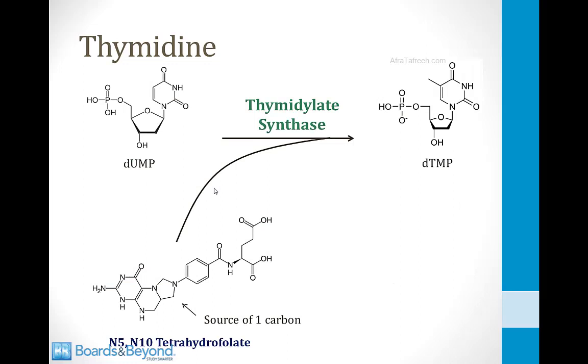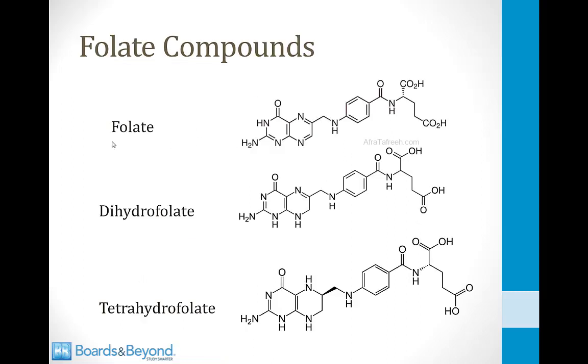The reason this step is so important and the reason it's so highly tested on step 1 of the boards is because it involves the use of the vitamin folate. So folate can be converted into a molecule called N5N10 tetrahydrofolate, and that is the source of the one carbon right here that gets added to uridine to create thymidine. It is actually this carbon right here on the tetrahydrofolate molecule that gets transferred to uridine to turn it into thymidine. So there are several compounds derived from the vitamin folate that are involved in this final step of synthesizing thymidine. So let's talk about all those compounds now.